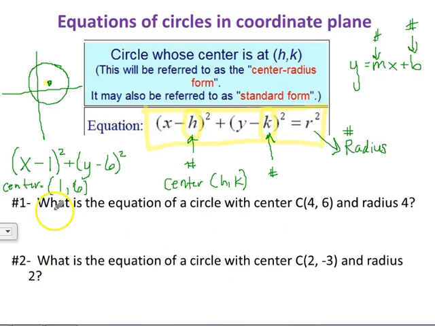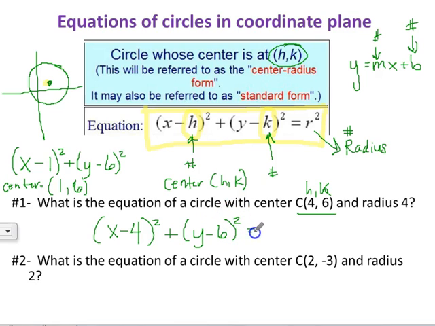So now it says, what is the equation of a circle that has a center with the coordinates 4, 6, and a radius of 4? Well, we always start by saying x minus, well, there's my h and there's my k, because that's what the center is represented by, hk. So x minus 4 squared plus y minus k, which k is 6, squared equals our radius. My radius is equal to 4, but if we look back, the radius is going to be squared. So 4 squared is 16. Ta-da! That's the equation of the circle with center 4, 6, and it has a radius of 4.